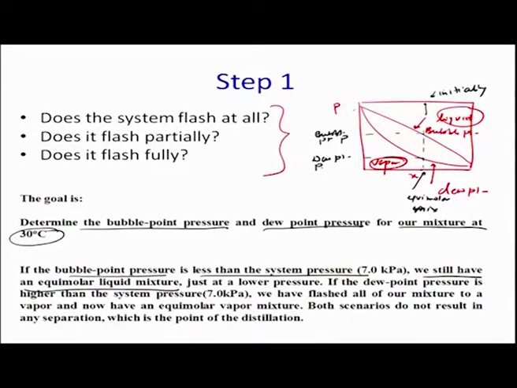That is what the statement is. If the bubble point pressure is less than the system pressure, we still have an equimolar liquid mixture, just at a lower pressure. Now, if the dew point pressure, which is here, is higher than the system pressure, that means the final system pressure is below this dew point pressure, which means everything will flash to vapor. So, the liquid completely goes to the vapor phase.